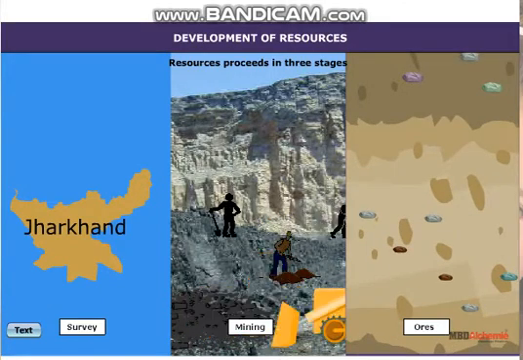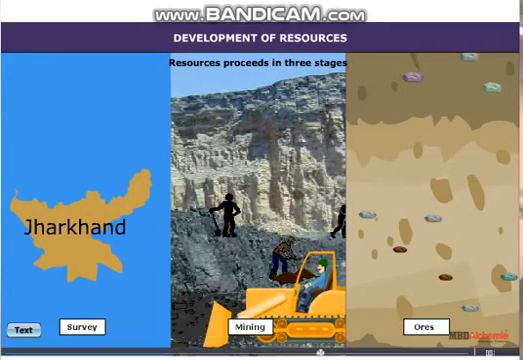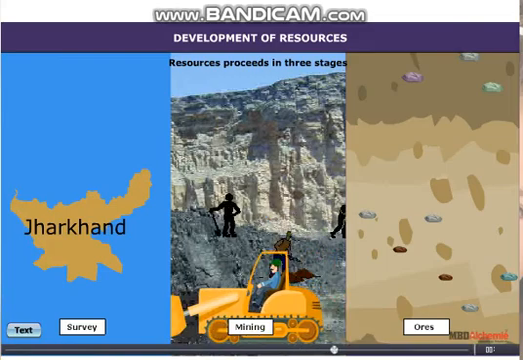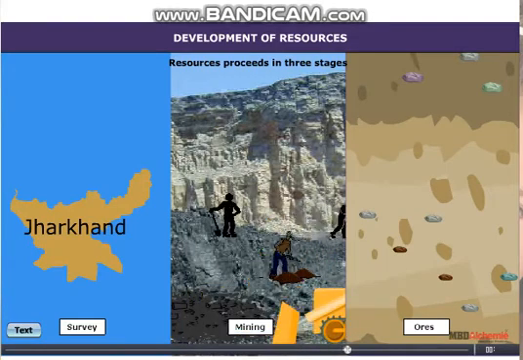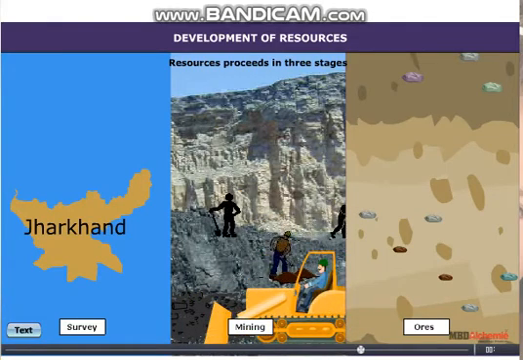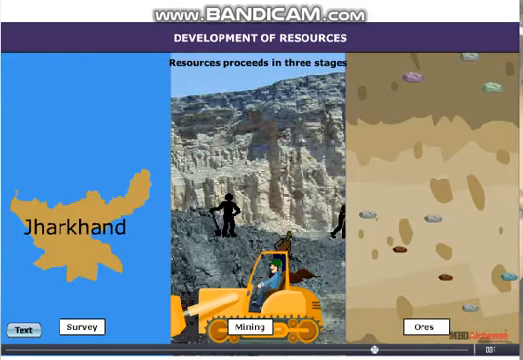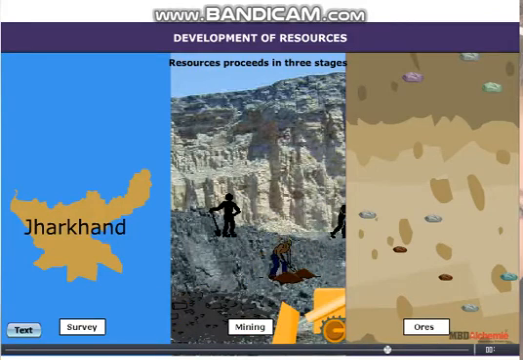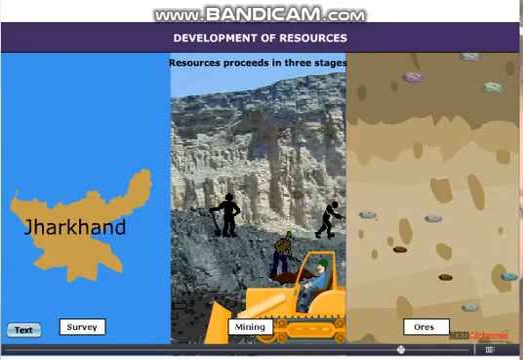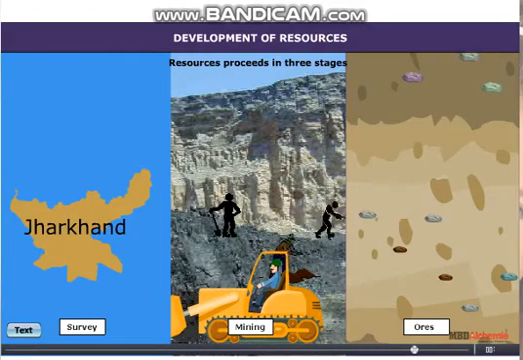Survey. It is used in establishing the location of resource. It is followed by exploration. Mining. The method of extraction of mineral resources from under the ground is called mining. Ore. Minerals or their combinations are found in beds or seams, which are called ores. Metals and non-metals are obtained from ores.